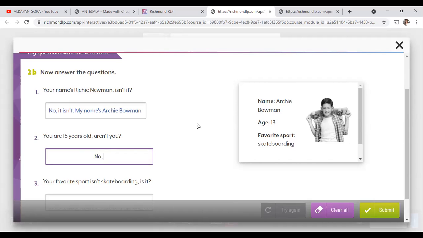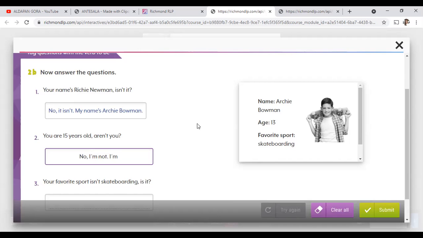But in this case, Sophie, if I ask you, you are 15 years old, aren't you? The teacher is asking me. So I'm gonna answer, no, I'm not. No, I'm not. Why? Because the person is asking you. You're not gonna say, no, you're not. You are 15 years old, aren't you? No, I'm not.